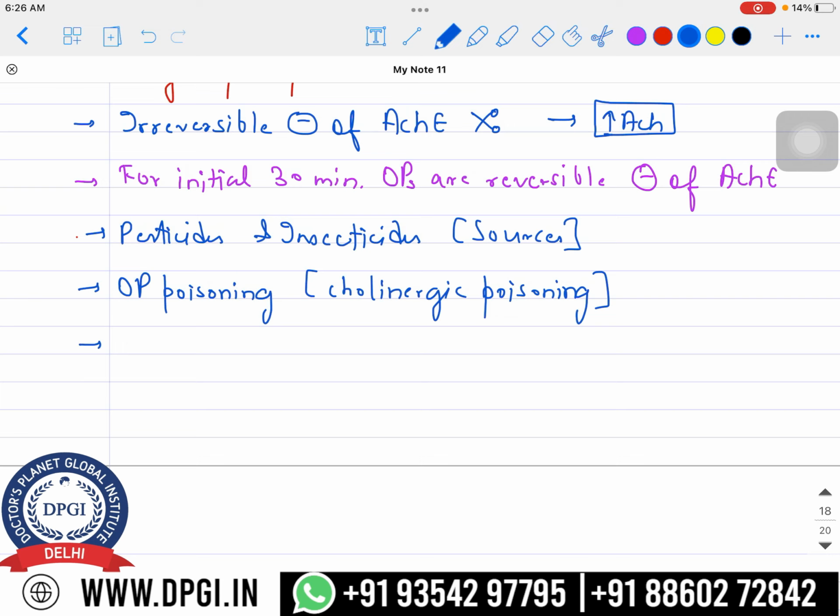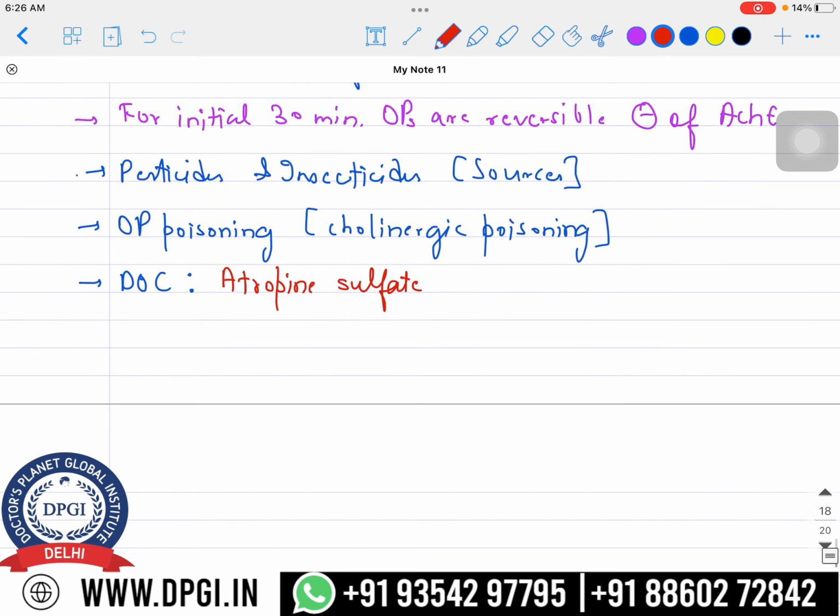Okay, so what will you be doing in these cases? Drug of choice for this poisoning will be atropine sulfate, guys. Atropine sulfate, we'll talk about that in detail in the next section. But atropine sulfate is an anticholinergic. So atropine sulfate will be given. That's how it is acting as an antidote, right?